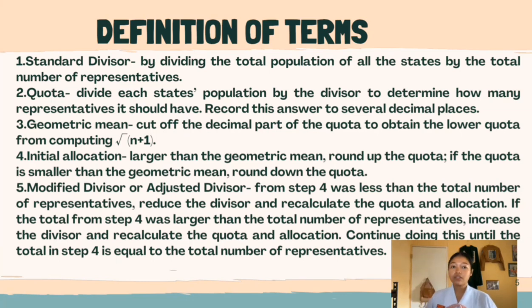And the last one, the fifth one, the modified divisor or adjusted divisor. If the total from step 4 was less than the total number of representatives, reduce the divisor and recalculate the quota and allocation. If the total from step 4 was larger than the total number of representatives, increase the divisor and recalculate the quota and allocation. Continue doing this until the total in step 4 is equal to the total number of representatives.